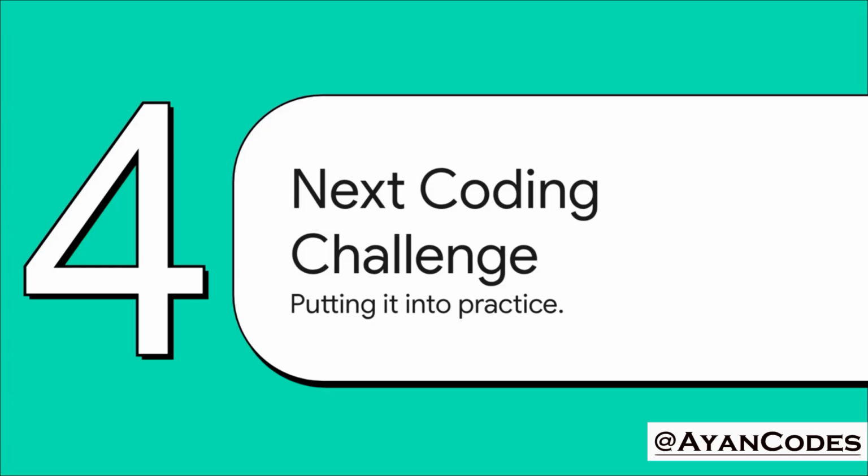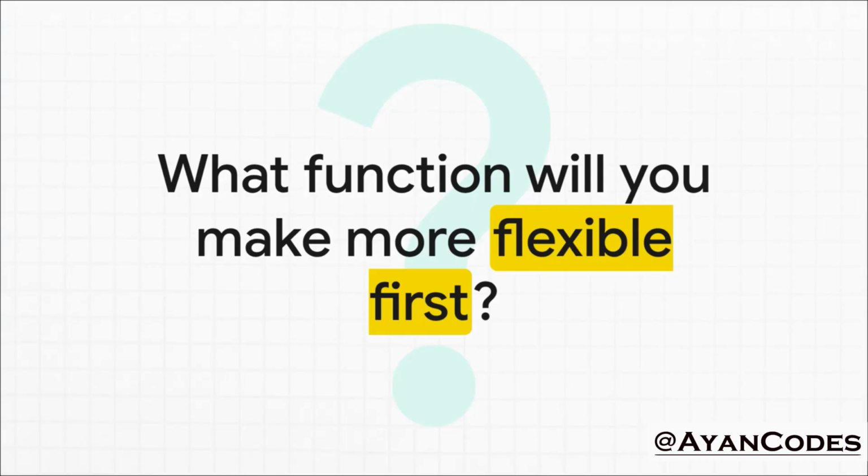Okay, so you've seen the idea, you've seen the code, you know why it's awesome. Now it's your turn. The best way to make a new concept stick is to actually get your hands dirty and use it. It's time to put this into practice. So I'm going to leave you with this challenge. Think about the code you're working on right now or a project you just finished. Where is there a function that could be a little bit smarter, a little bit more flexible with a default parameter? Go find it and try it out. What function will you make more flexible first?